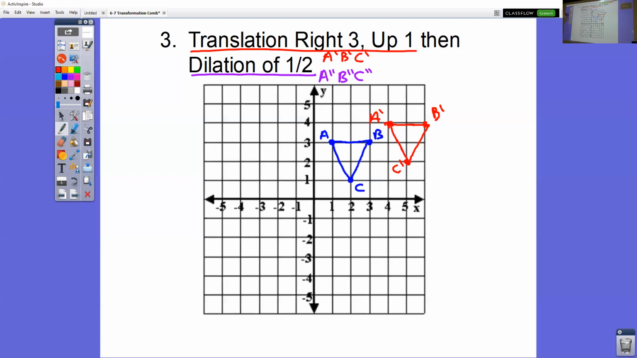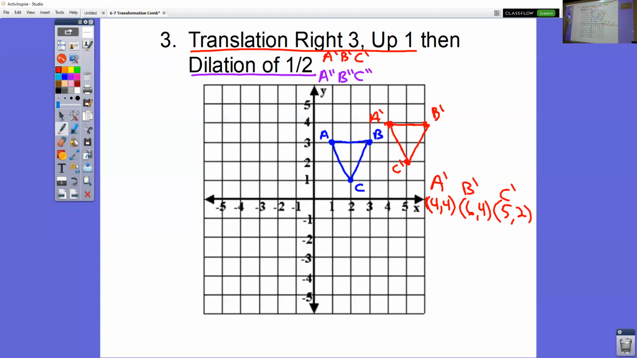Now we need to do a dilation. Now, just like on the previous one, I need to write down the coordinates because I'm doing a dilation. A prime is really over to 4, up to 4. So A prime is really 4, 4. B prime is really over to 6, up to 4. And C prime is over to 5, up to 2.